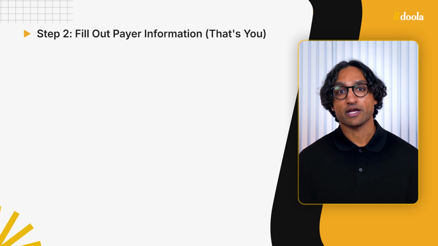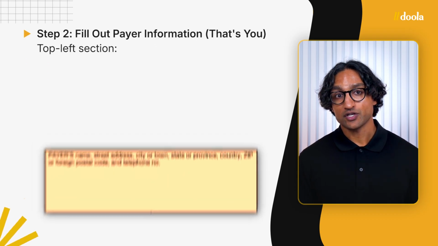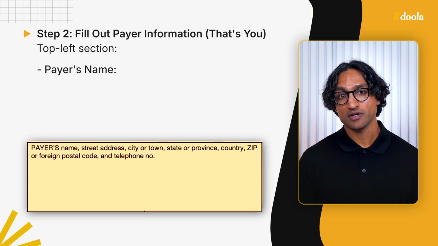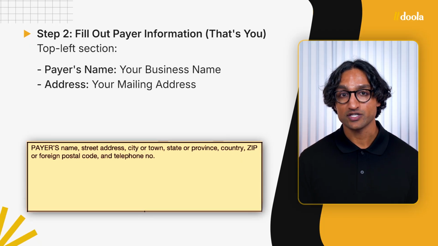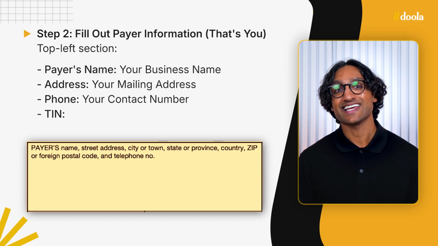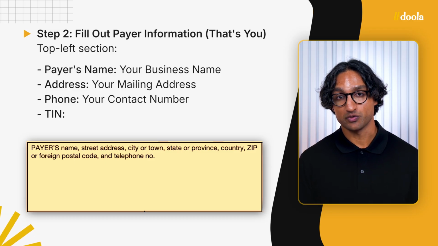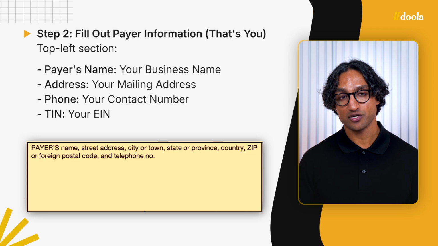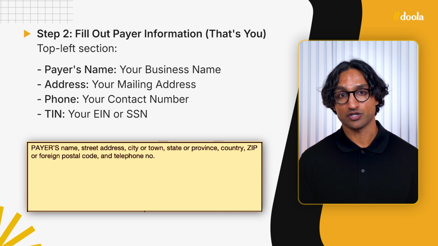Step 2 is to fill out payer information, that's you. So in the top left section, you'll see the payer's name, just your business name, the address, which is your mailing address, your phone, which is your contact number, and then the TIN or your taxpayer identification number, which is your EIN, your employer identification number, or your SSN, your social security number.